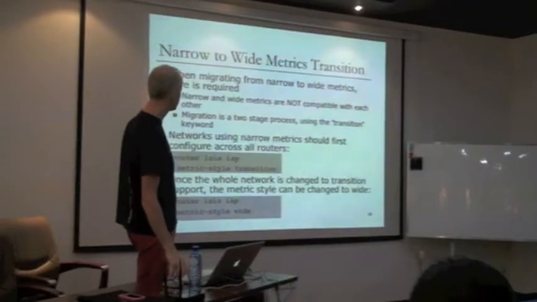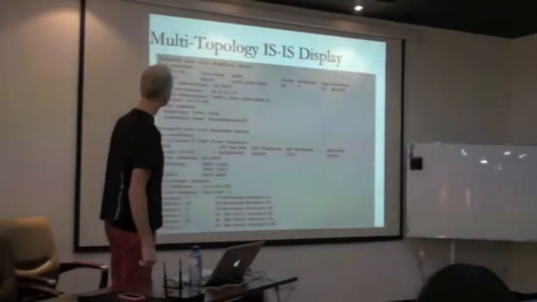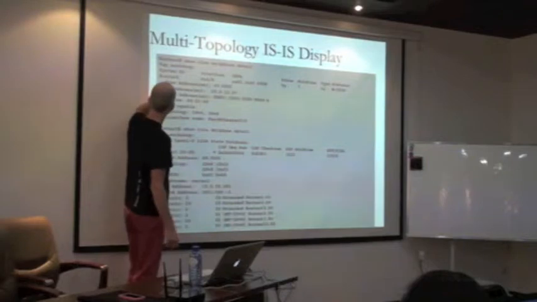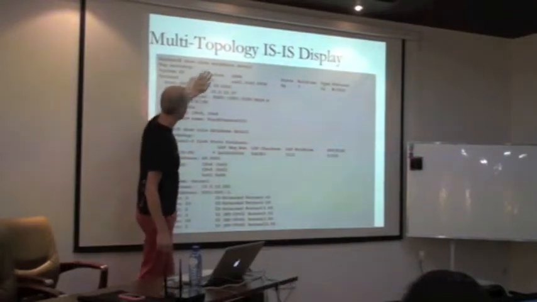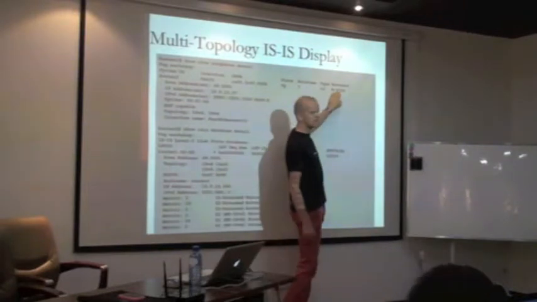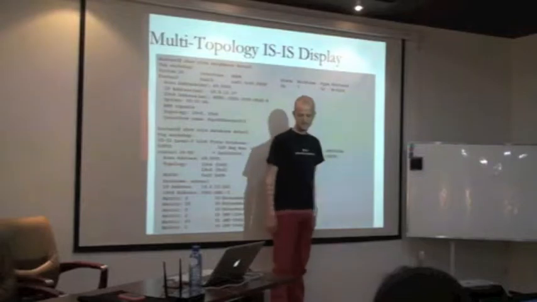Transitioning from narrow to wide metrics, I mentioned this yesterday, not really interesting for us. For multi-topology displays, you can do show clns neighbors. You've got the router ID, Ethernet, the SNPA, and then the protocol. Rather than running IS-IS, it's now M-ISIS.